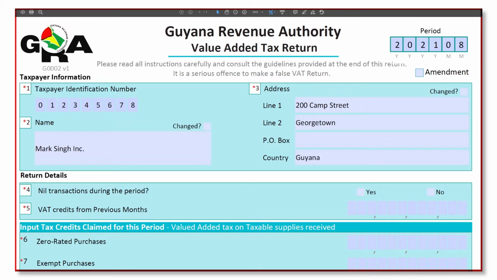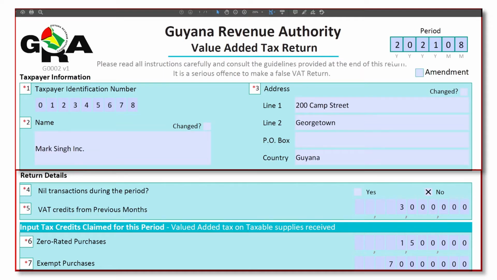For the return details section, if the business had 0 transactions during this period, tick yes. Otherwise, tick the no box. If the business has credits from previous months according to the VAT Act 3 months prior, enter this amount in line 5. Tax computation, input tax credits claimed for this period.